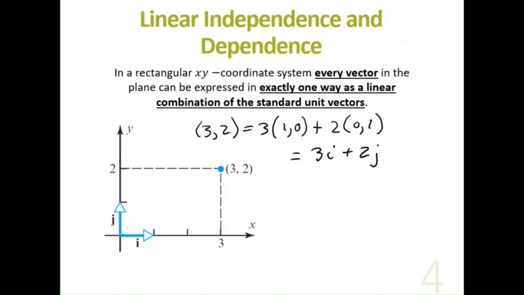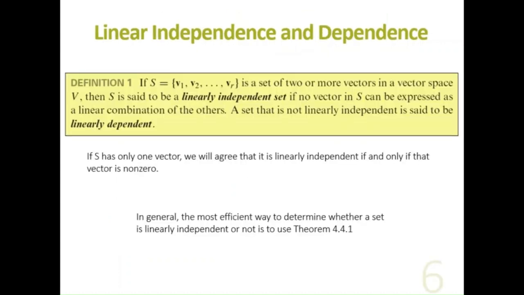So this is a very simple example where this vector here is represented by its coordinate points. It can be expressed as a linear combination of our standard unit vectors in this manner. And so now we're going to look at the actual concept of linear independence. So here's our first definition of this section.